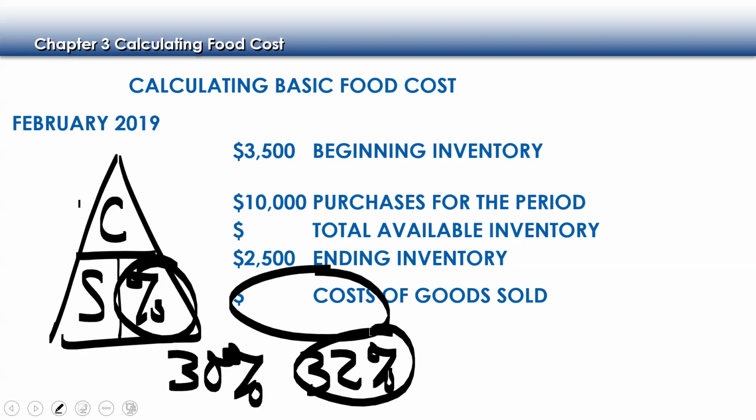This number isn't necessarily going to say we're missing a case of tomatoes, but if I know that my food cost percentage is higher than what I budgeted, based on this number, then yes, I can figure out what was missing or what went wrong during that period. Good question.